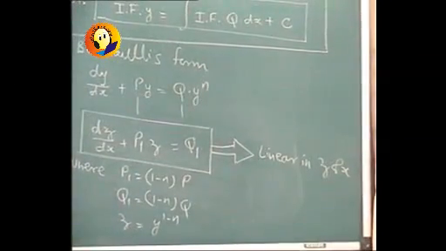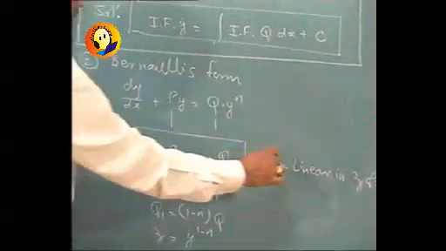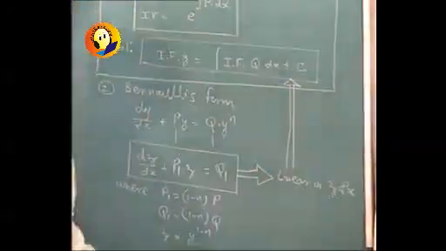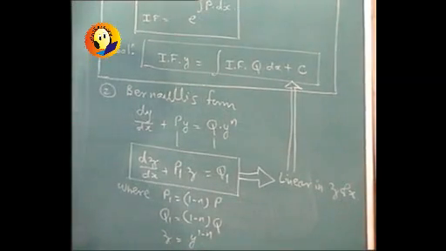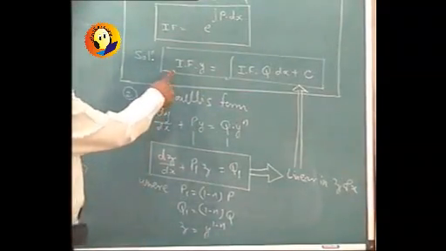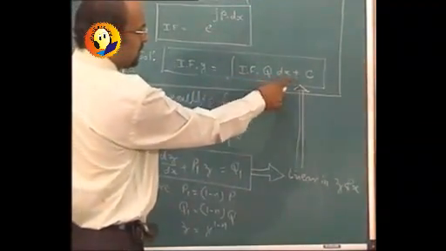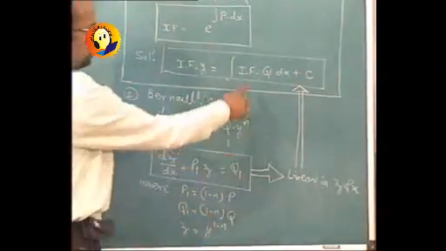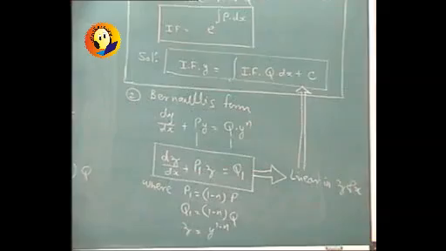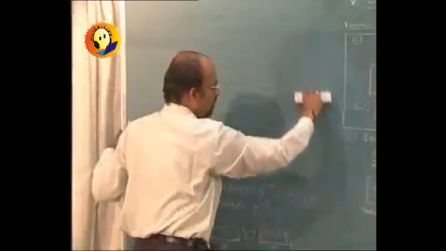So if it is linear in z and x, then we can always use the previous formula. Here we can use the previous formula by replacing y by z, and the integrating factor will be, in this case, e raised to integral p1 dx. The formula will turn out to be IF into z equal to integral of IF into q dx plus constant. Rather, instead of q, it will be q1. And so we say here that now the equation is linear in terms of z and x.